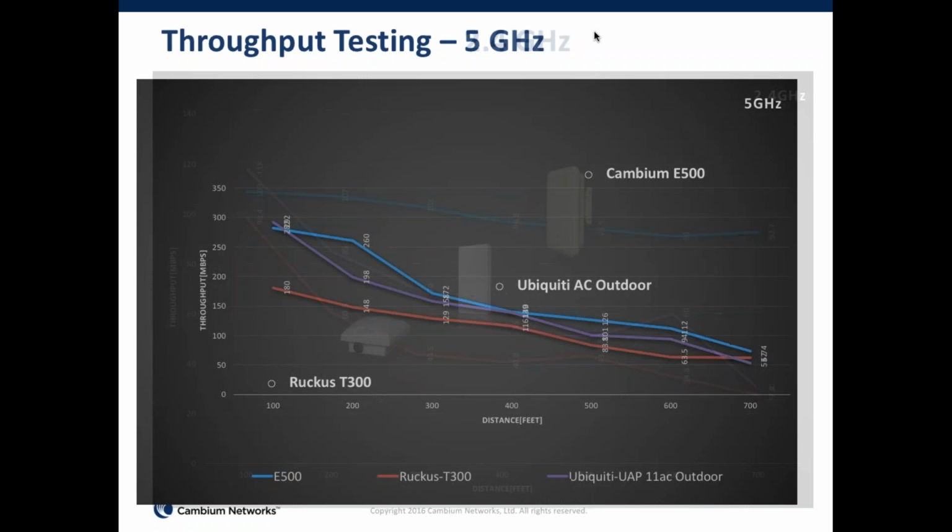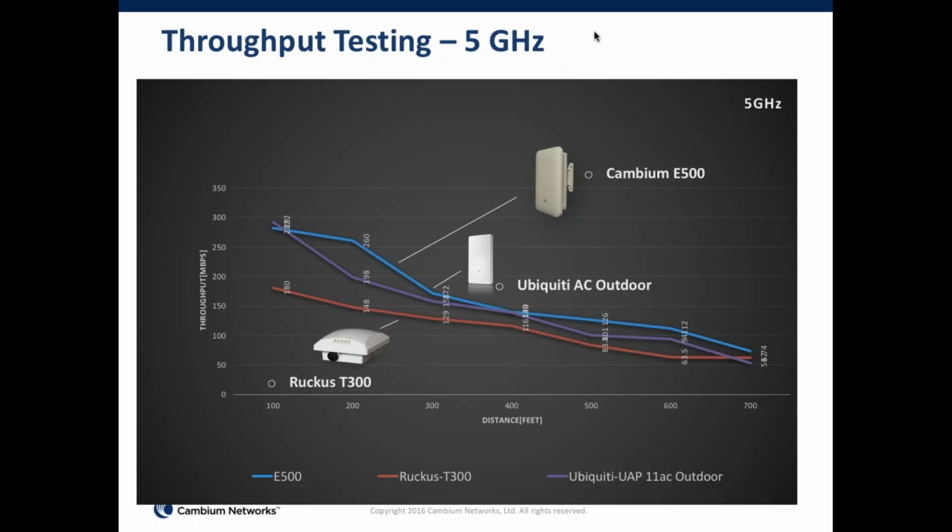On the 5 gigahertz, we found pretty much the same story. Now 5 gigahertz as a frequency tends to attenuate much faster, but we once again found that the E400 is able to hold up much higher throughputs in that 100 to 300 feet range especially.